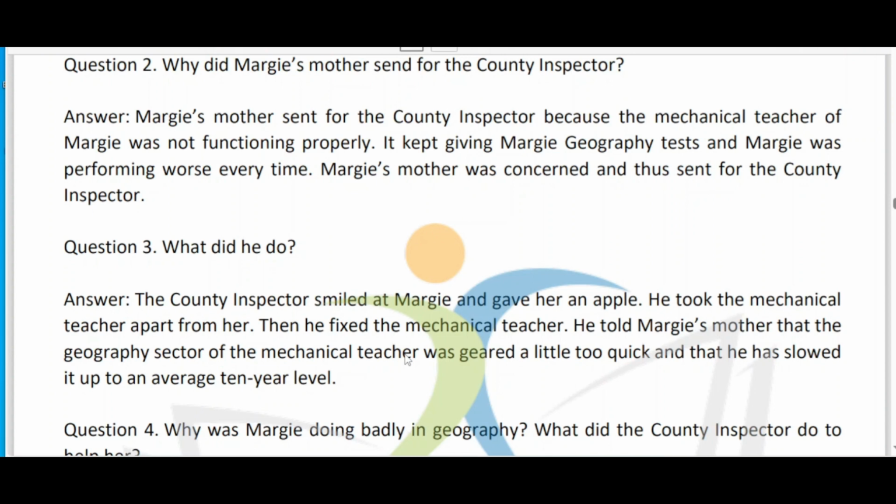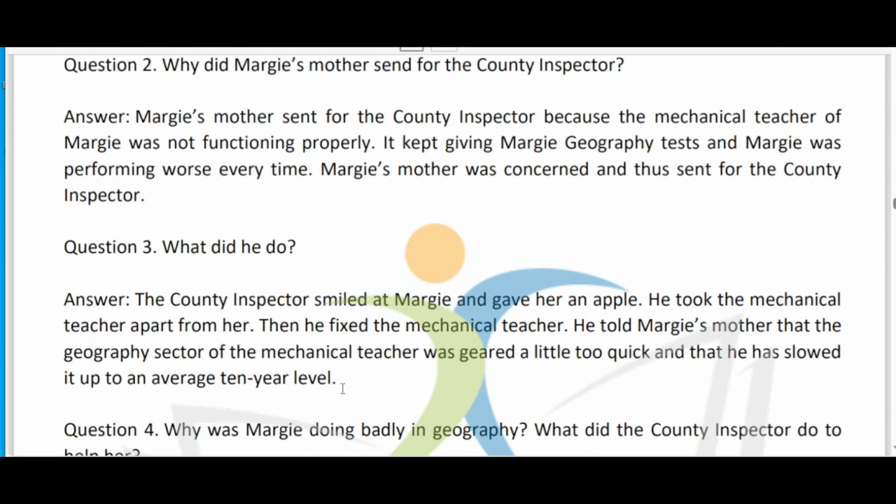So question number 3, what did he do? Now the mechanical repair mechanic, the county inspector, came. What did he do? He smiled at Margie and gave her an apple. He smiled, then gave her an apple. Then he took the mechanical teacher apart, उसको अलग किया. Then fix कर दिया. He told Margie's mother, and then very fast he completed all the work.